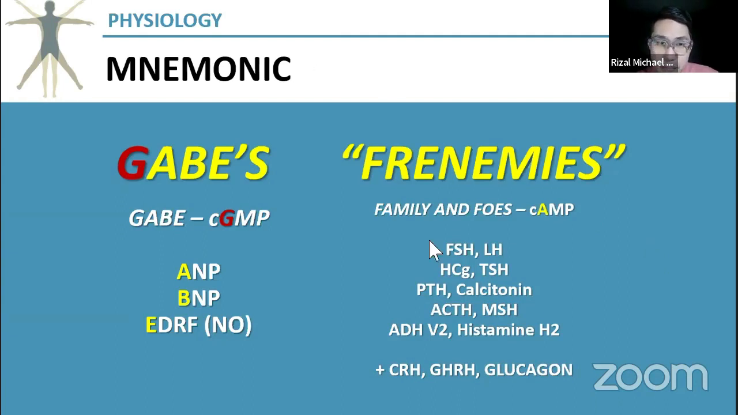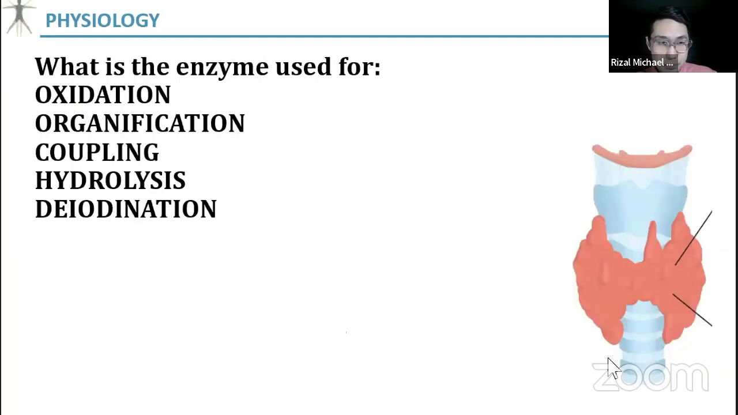So when I say frenemies kasi, FSH, LH, related sila. HCG and TSH, related sila. PTH and calcitonin, magkaaway sila, right? And then we have ACTH, MSH, related sila. And then V2, H2, pareho silang 2. Okay? So this is just my weird mnemonic, pero it helped me during the boards kasi they do ask kung anong ginagamit na signaling kapag ng gantong hormone.